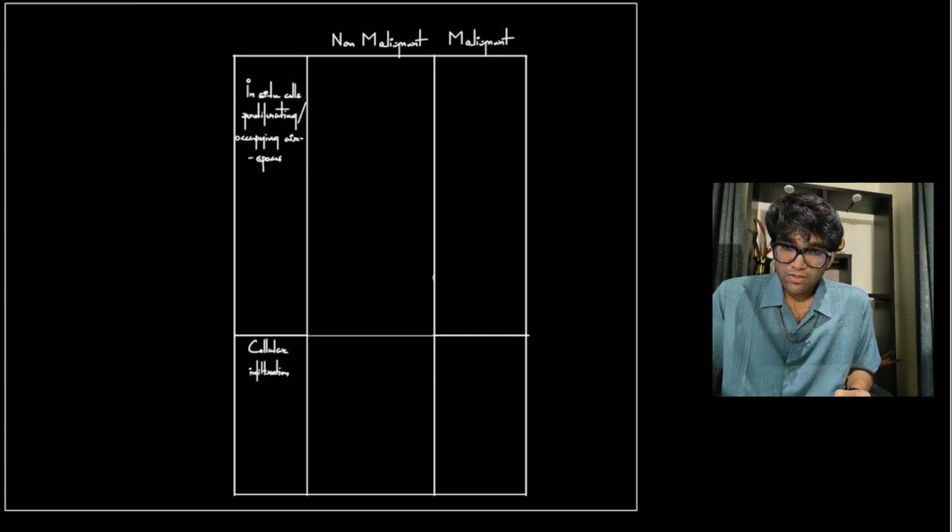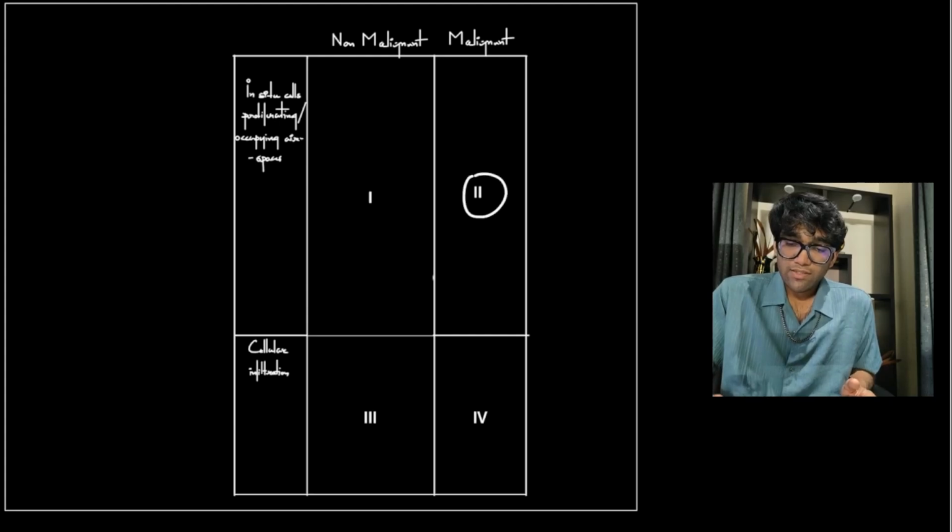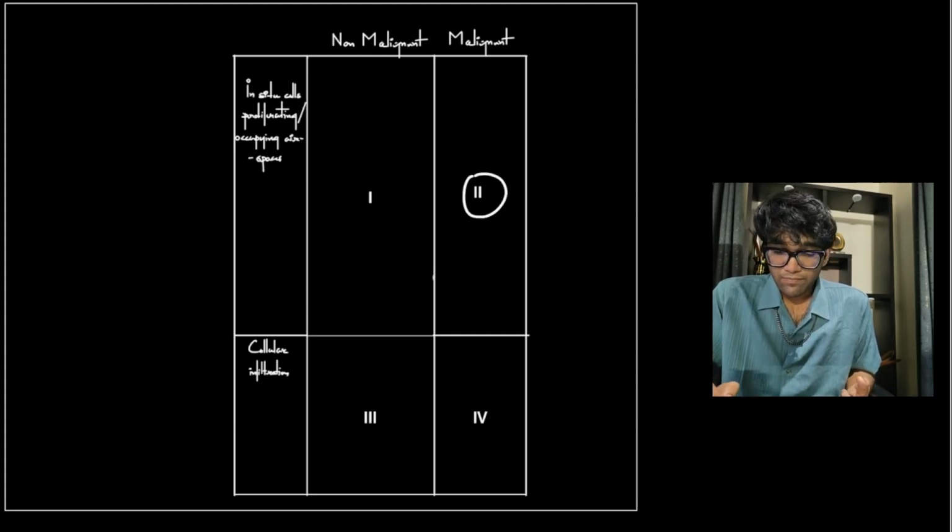So since this is a slightly long diagnostic framework, I'll be giving numbers to each of these categories. Okay, so one would be non-malignant in situ cell proliferation, two would be malignant in situ cell proliferation, three would be non-malignant cellular infiltration into the lung, and four would be malignant cellular infiltration into the lung. So I hope that is clear.